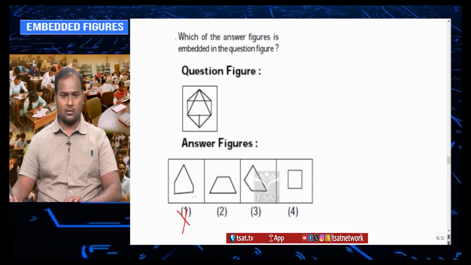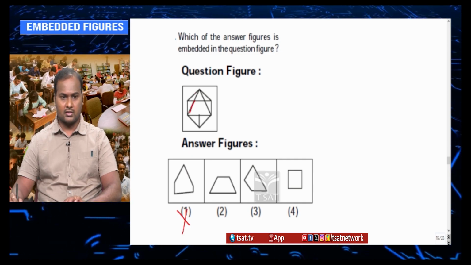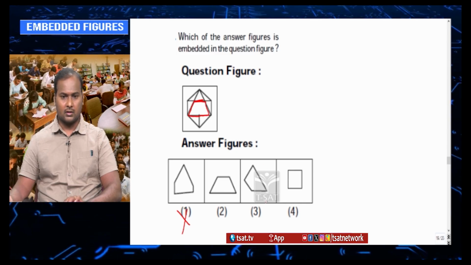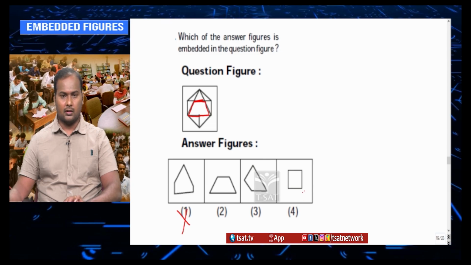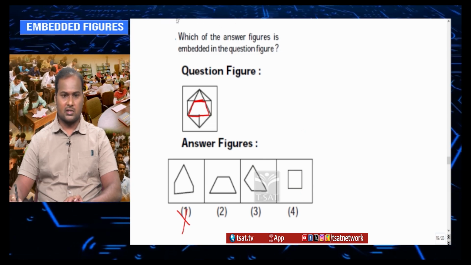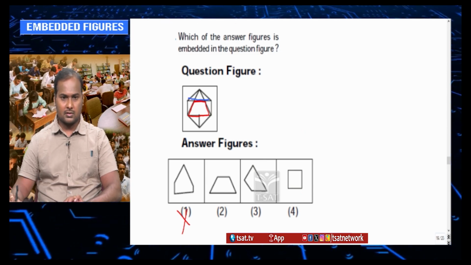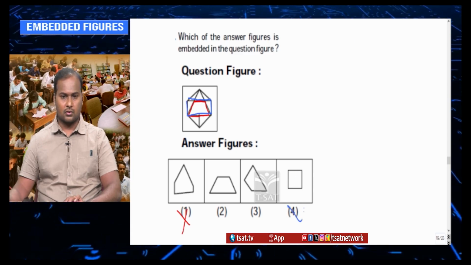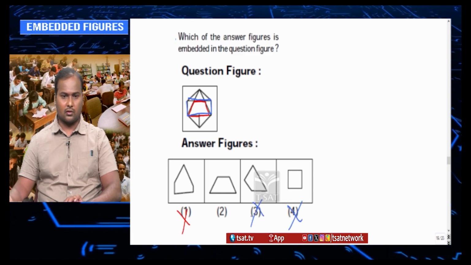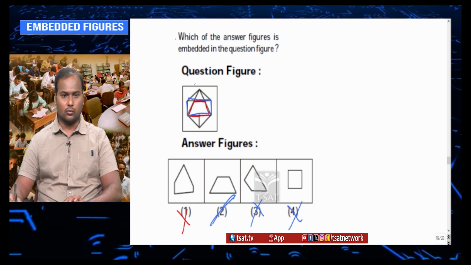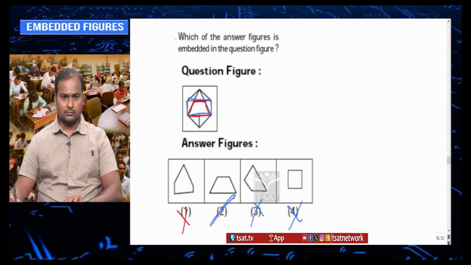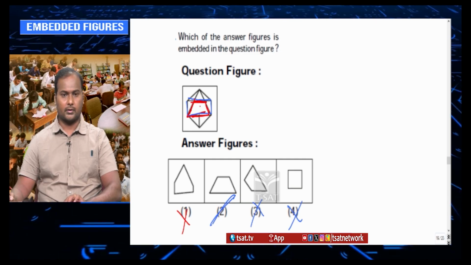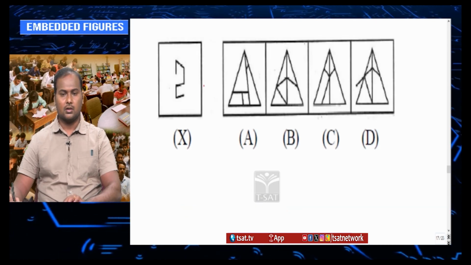Option 1 not possible, option 2 yes possible. You can see here this part is possible. 3 not possible. D appears possible, but it comes like a rectangle. This is a rectangle, but this is like a square. So, this is also not possible, 3 is also not possible. So, directly the answer is 2, where you can see at the center in the form of a half triangle, this portion. This is the question figure.